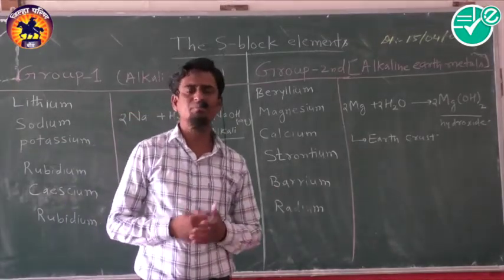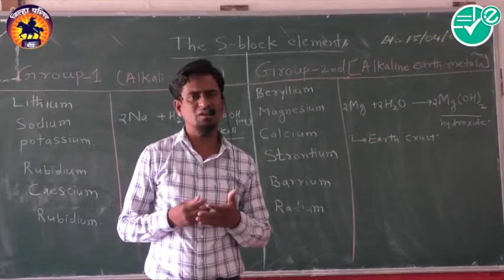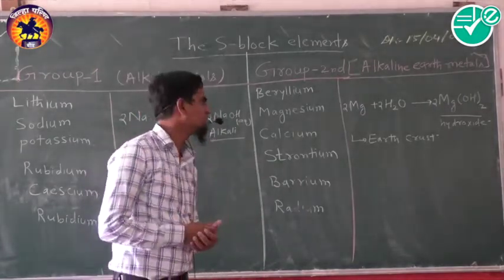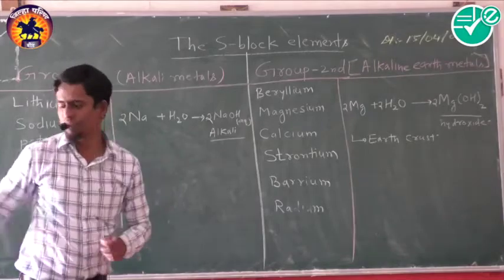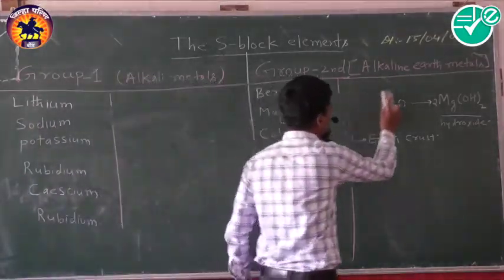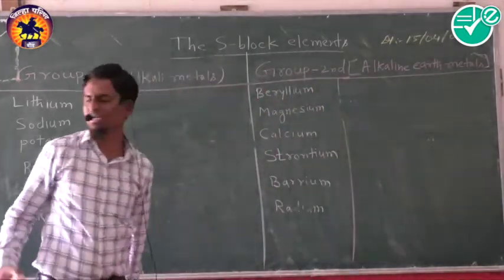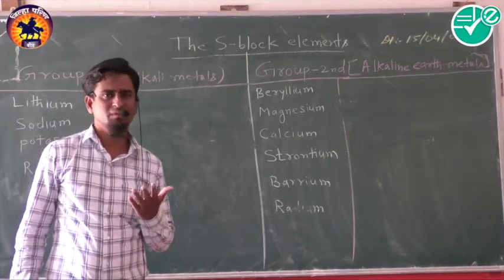Now we will see their properties, electronic configuration, atomic size, atomic radius, and ionization energy. Whatever remaining parts are there, I am going to start now. Those are very important. But before that, we will see the electronic configuration of these elements, because electronic configuration is the decider for their chemical reactivity and chemical properties.